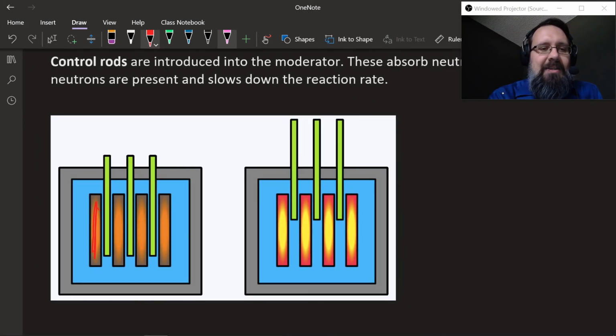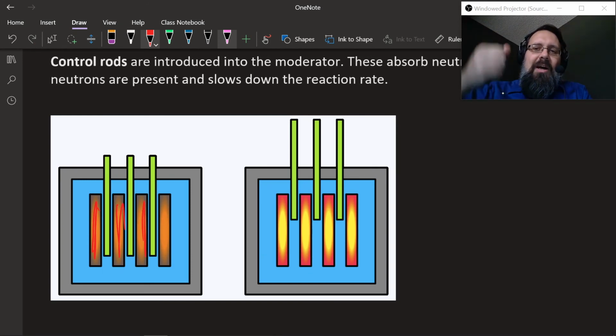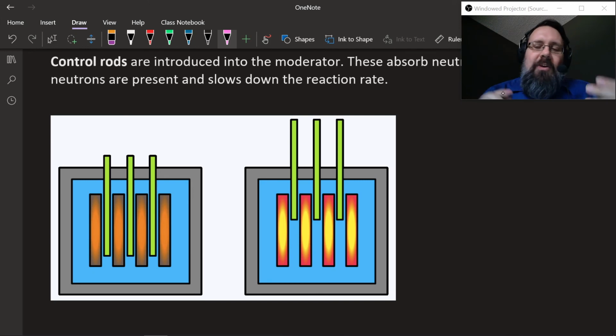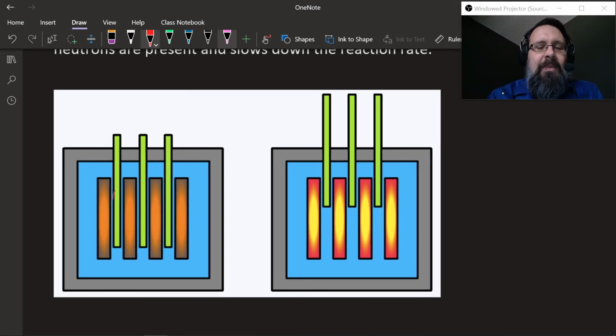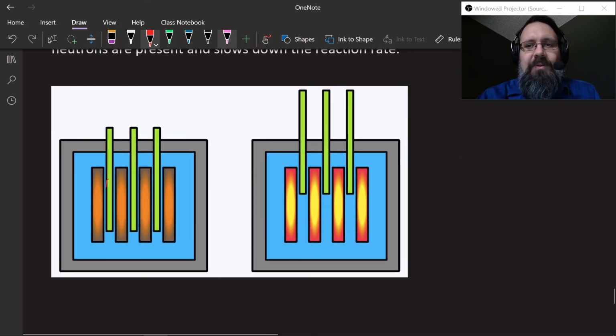So here's your fuel rods again. What you do is you take these control rods and you stick them down between the fuel rods, and what the control rods do is they absorb neutrons. So when the control rods are all the way down, there's not a lot of fission occurring. But if you lift up those control rods, the reactor is going to get really hot, and you're going to get a lot more energy produced. So if you want to shut off a reactor, you just stick those control rods down there.